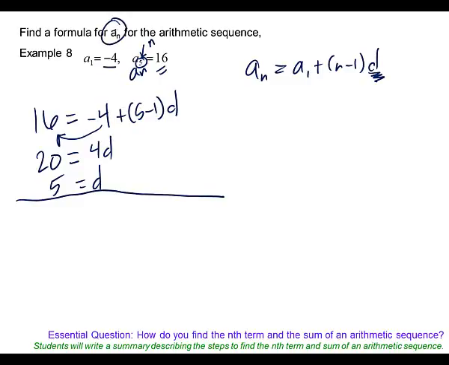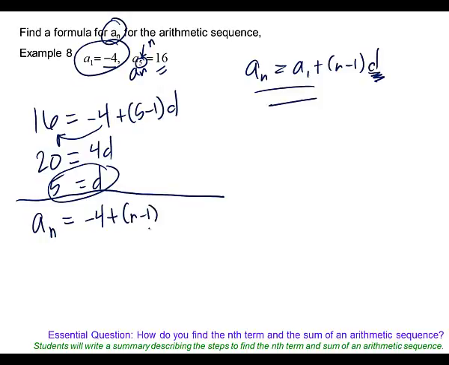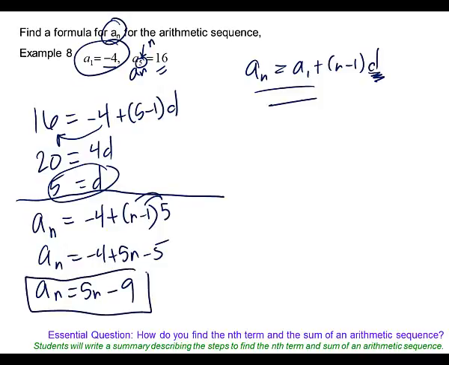I haven't found my a sub n formula. So I'm going to take a sub 1 and I'm going to take D. I'm going to put it back into this, just like we did on the last 2 examples. So a sub n equals, what's your a sub 1? -4 plus n minus 1 times 5. What do I have to do from there? Distribute. So we've got a sub n equals -4 plus 5n minus 5. So a sub n equals 5n minus what? 9. That's the answer they're looking for.